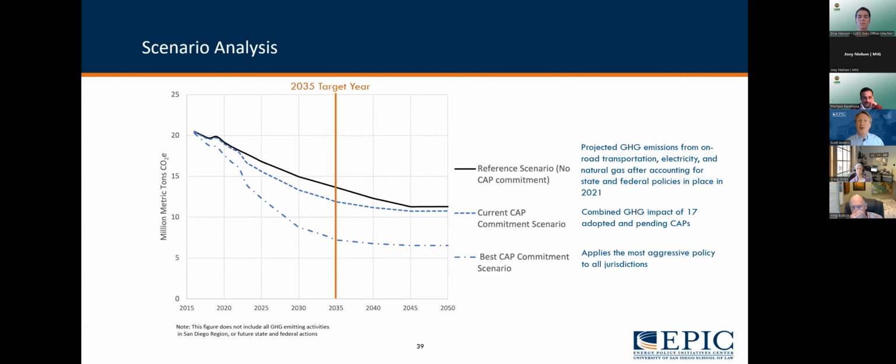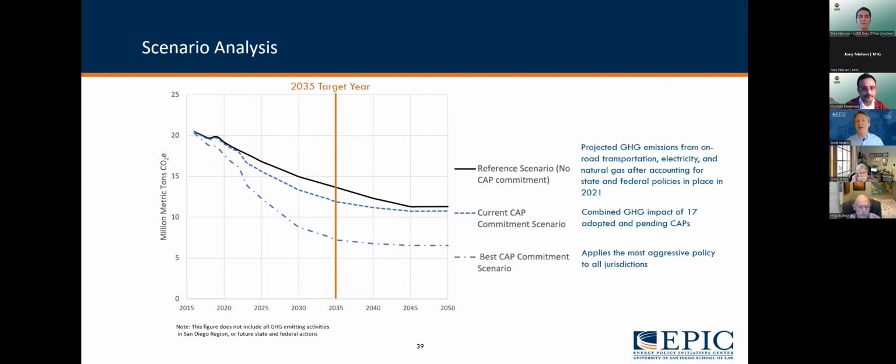So this chart shows the overall results of our analysis. The black line on this chart shows the expected level of emissions from the three categories we talked about after we take away state and federal impact. So the black line is what we call in this case the reference scenario, where we're already accounting for state and federal policies and impacts. The upper dashed line shows the combined impact of the current CAP commitments.